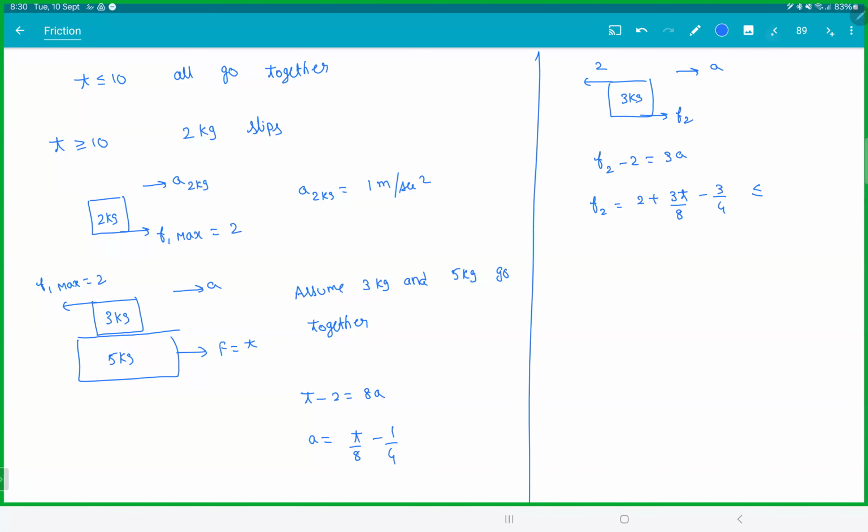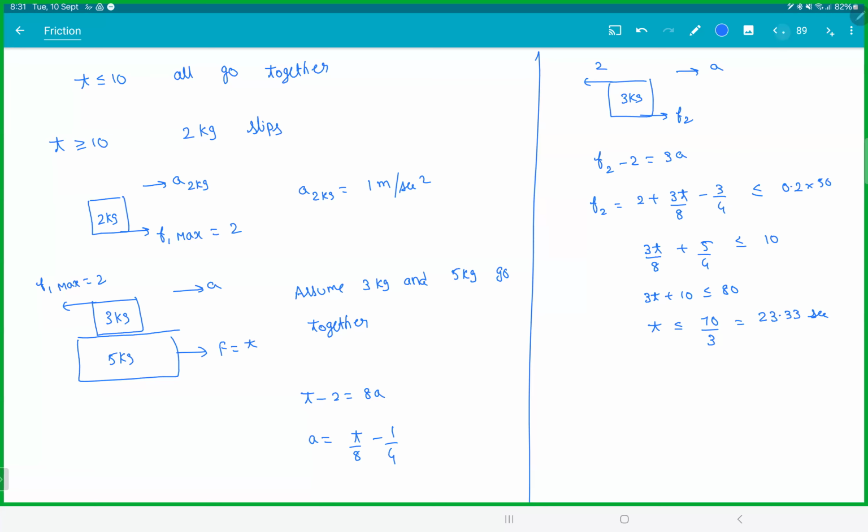This is less than or equal to F2 maximum value. How much is that? 0.2 into 50, which is 10. So this is 3T by 8 plus 5 by 4. Yeah, why are the numbers so bad. Multiply 8 on both sides. 3T plus 10 is less than or equal to 80. So T is less than or equal to 70 by 3. This, if you see, is roughly 23.33 seconds.